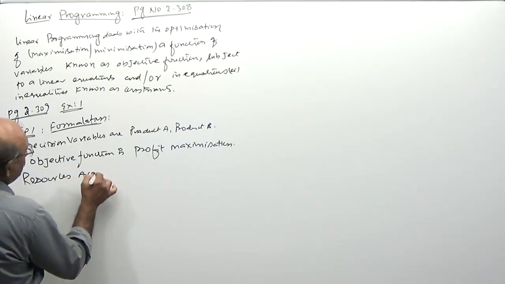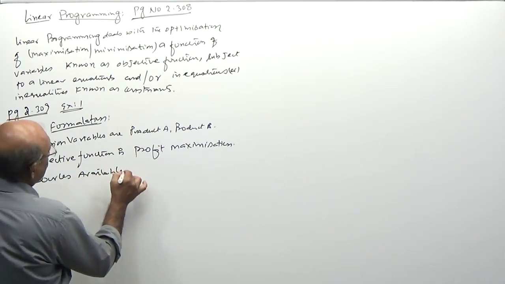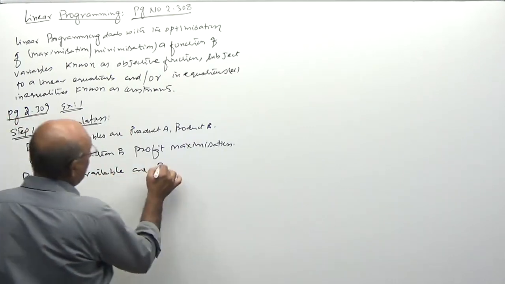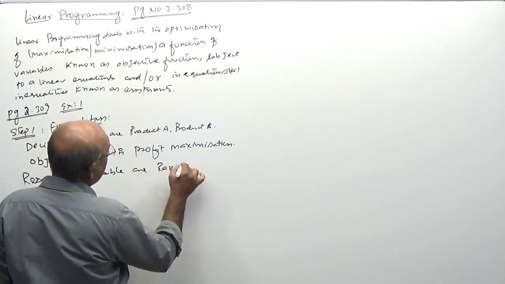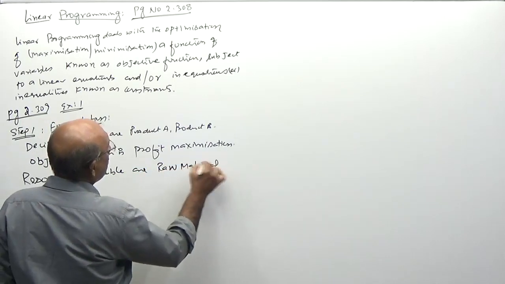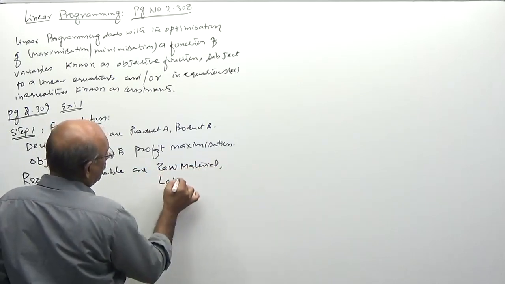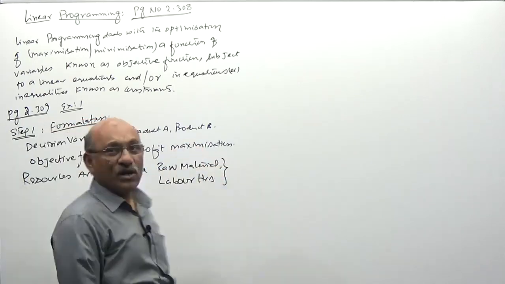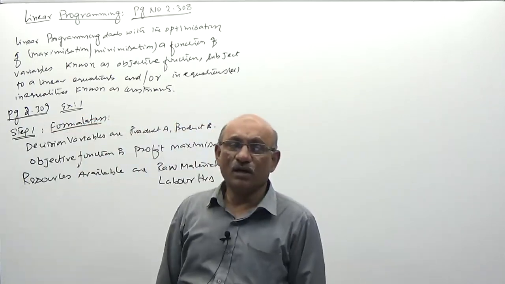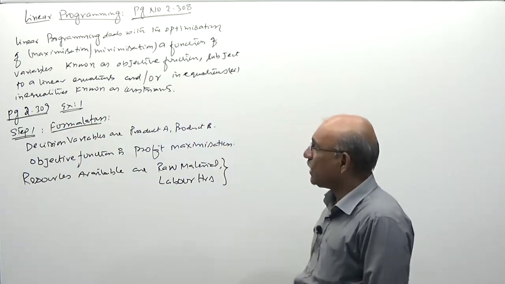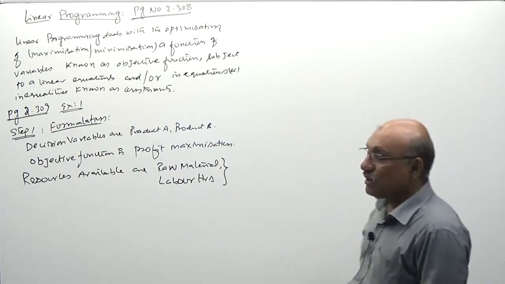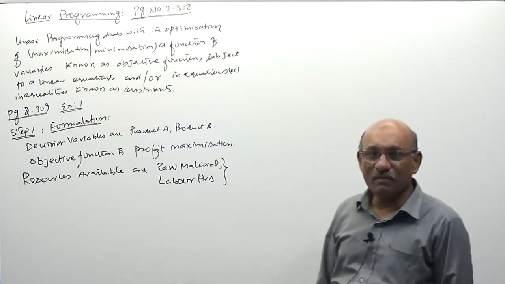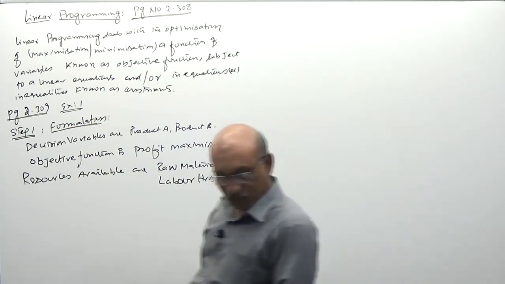Resources available are raw material and labor hours. Restrictions are always imposed on resources only. Okay. With this, how to give a mathematical model to the given problem.